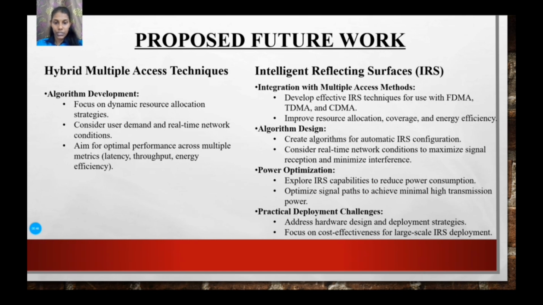Third is power optimization. Explore IRS capabilities to reduce power consumption. Optimize signal paths to achieve minimal transmission power. And the fourth is practical deployment challenges. Address hardware design and deployment strategies. Focus on cost effectiveness for large-scale IRS deployment.